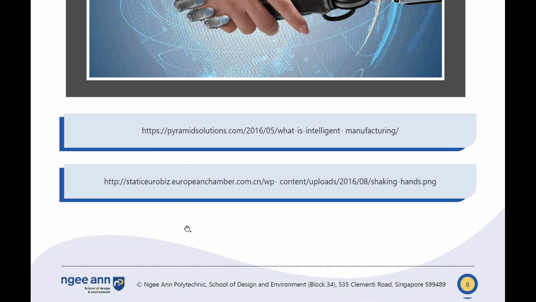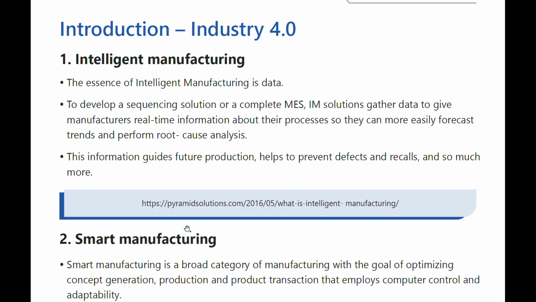So with that, we also want to talk a little bit about intelligent manufacturing, which is called IM. And the essential thing is data. So data actually has sequential solutions to complete the intelligent manufacturing system. You gather data together, giving manufacturers or the people involved in real-time manufacturing real-time information about their processes, so that they can more easily forecast trends and perform root cause analysis. This information guides future production, helps prevent defects and recalls, and so much more.